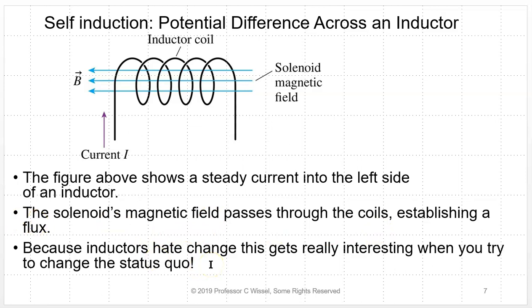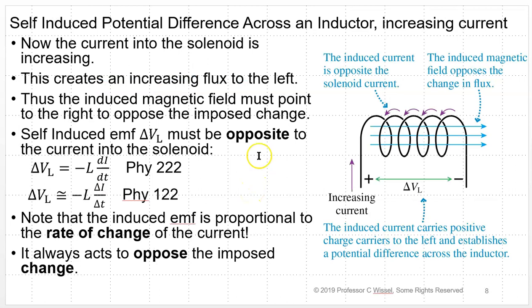Because inductors hate change, this really gets interesting when you try to change the status quo. Right now, this is a steady current. But that will change the minute you change the current. All kinds of heck is going to break loose because inductors absolutely hate change. So now we're going to increase the current in the solenoid. This will create an increasing flux to the left, and the coil hates that. So what it's going to do is induce a magnetic field to oppose that change. So the induced magnetic field must point to the right to oppose the imposed change.